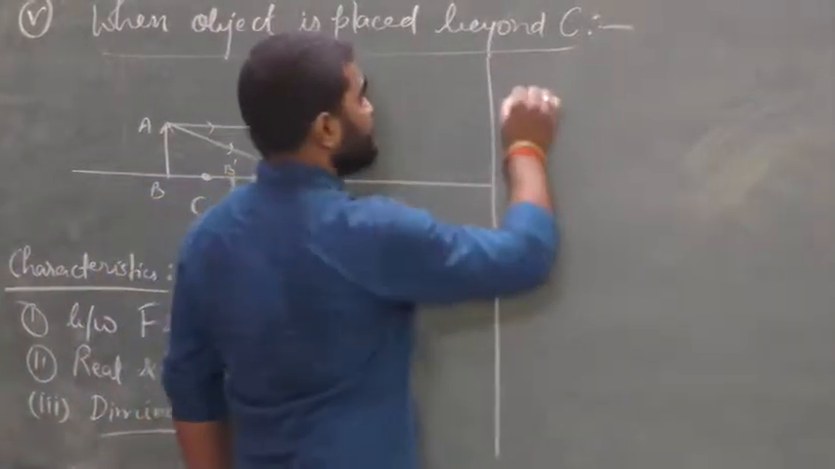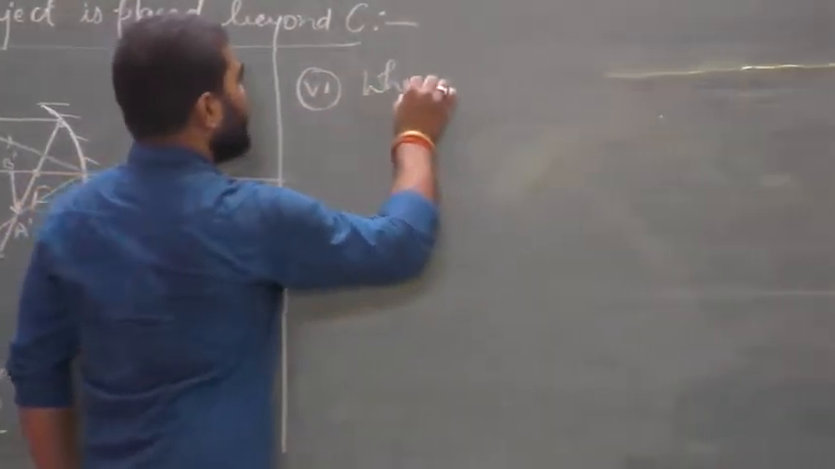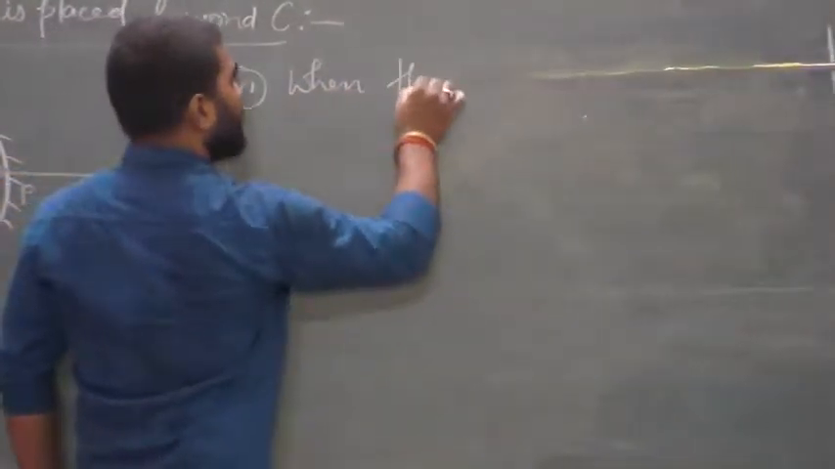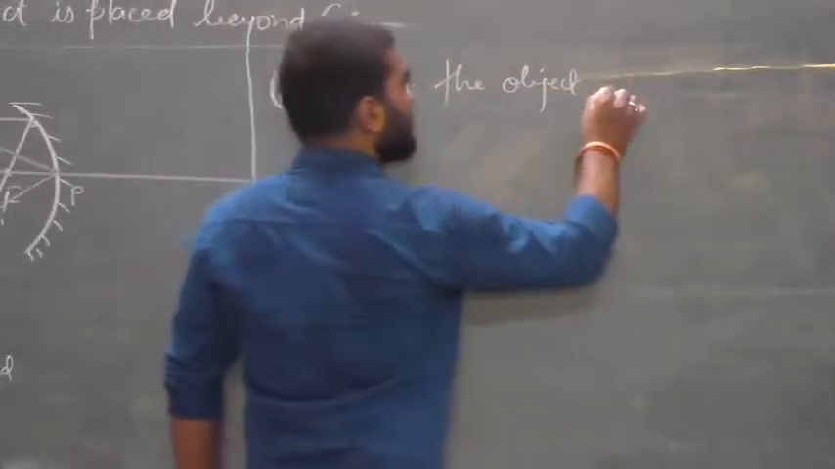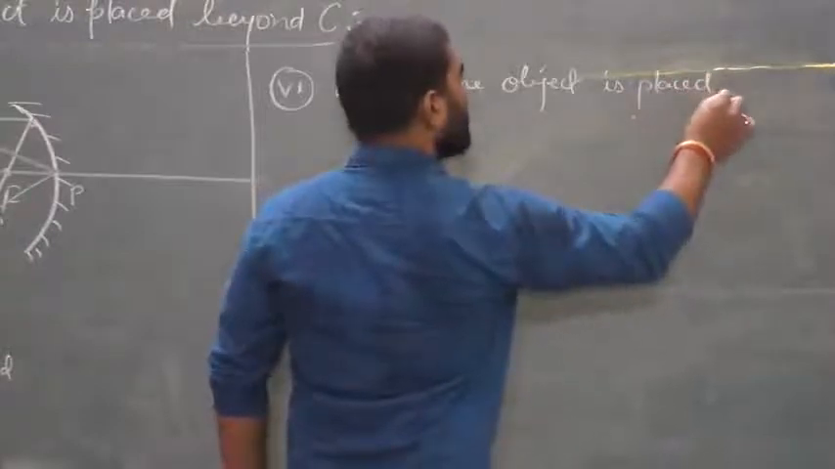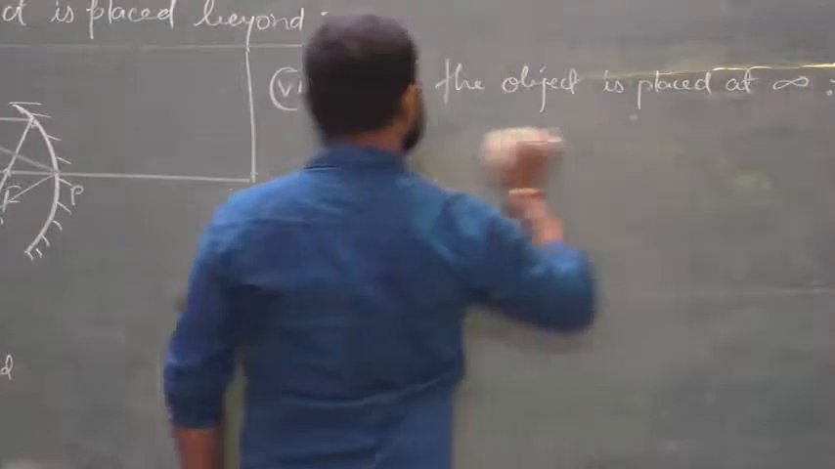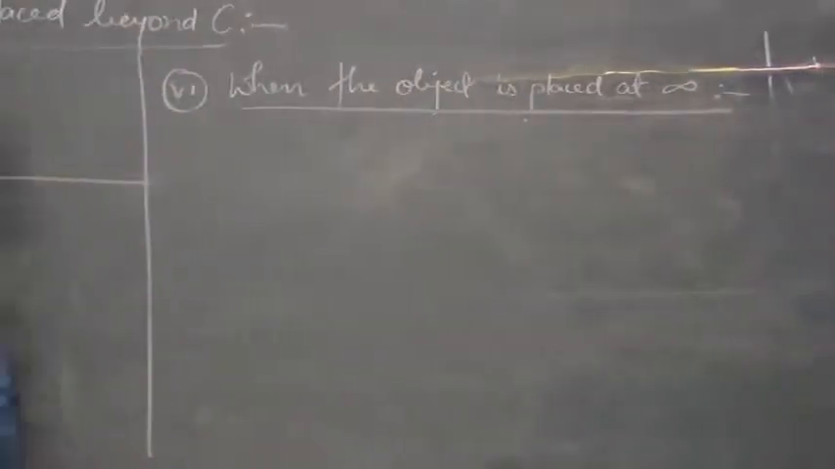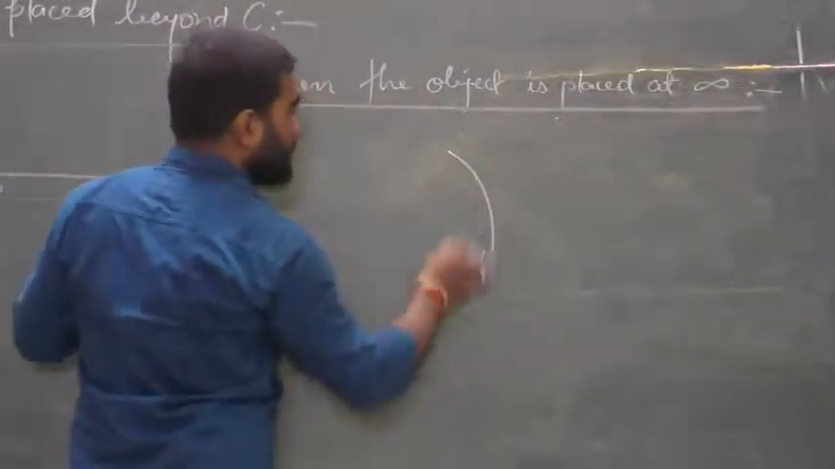Case sixth. When the object is placed at infinity. In the same way, we are going to draw the image here.